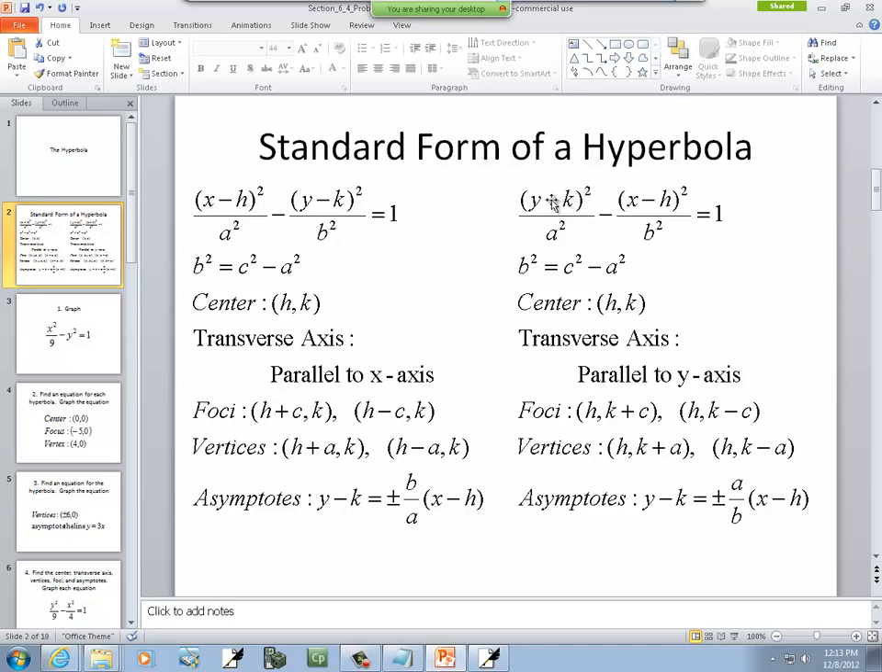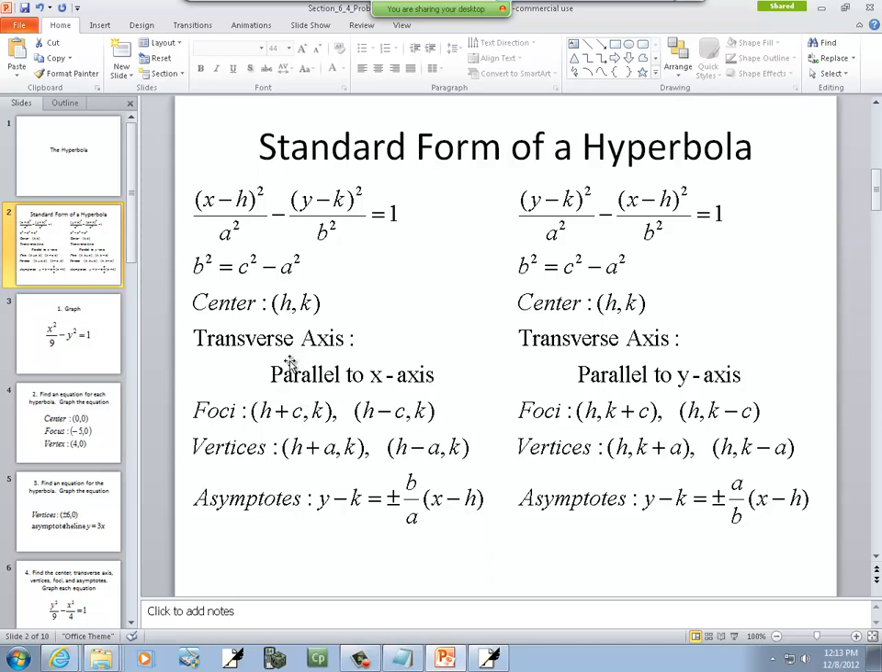This one is very similar, except it's kind of flipped around: y minus k squared and x minus h squared, and a and b, and 1. And b squared is equal to c squared minus a squared. The center on both of them is h, k.